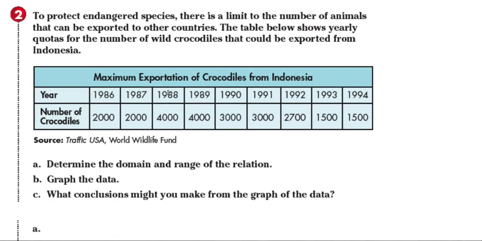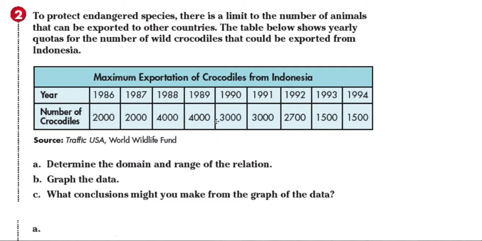Let's take a look at this table: maximum exportation of crocodiles from Indonesia, 1986 to 1994, ending with 1,500 in 1994. The biggest ones were around 1988 and 1989, where you can export around 4,000 crocodiles from Indonesia. Apparently it's not endangered because they're exporting a lot of crocodiles.